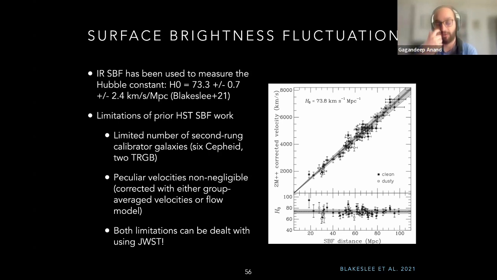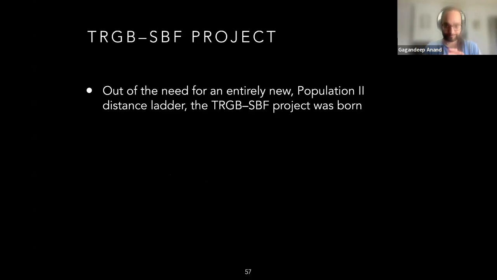So, galaxies in clusters or galaxies in the field interacting with other galaxies, those are non-negligible. So you have to correct them out. Depending on what model you use, it gives us slight differences, but it would be great to bypass both of these limitations, both with the calibrators and with the peculiar velocities. And these can both be dealt with by using JWST.